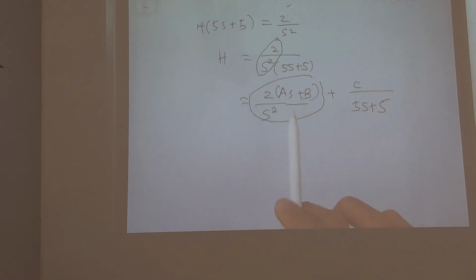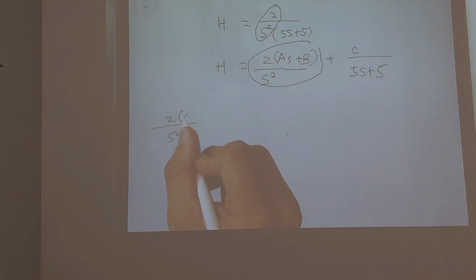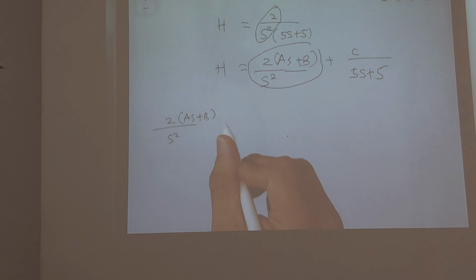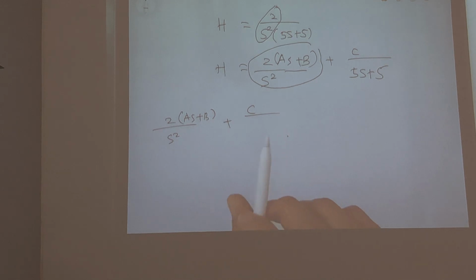Why do I need to break it like this? Because once I break it like this, I can find the nearest format from the table. And before I can find the nearest format from the table, I must solve for A, B, and C. So I don't look at this one, I take out this one. What I have here is 2 divided by s power 2 times 5s plus 5, the normal partial fraction way of doing it.